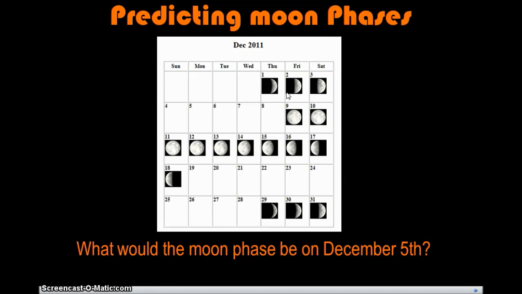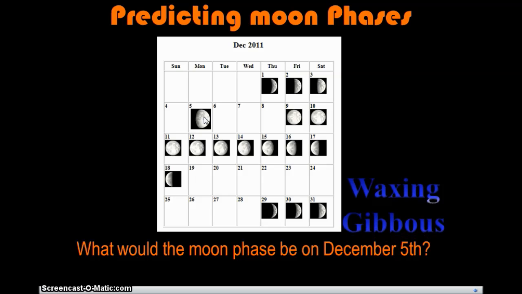We can use that first quarter moon on the 2nd to then predict what the moon phase would be on December 5th. December 5th is approximately 3 days later. 1, 2, 3. Approximately 3 days after a first quarter moon, we move into the next moon phase, which is a waxing gibbous. So we just predicted the moon phase on December the 5th using a moon phase from December the 2nd. You just have to remember your 3.5 day time frame.